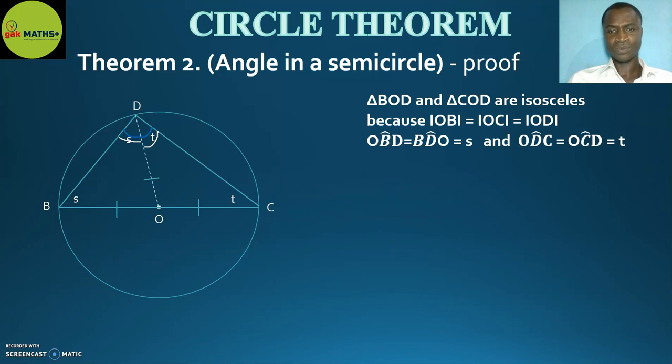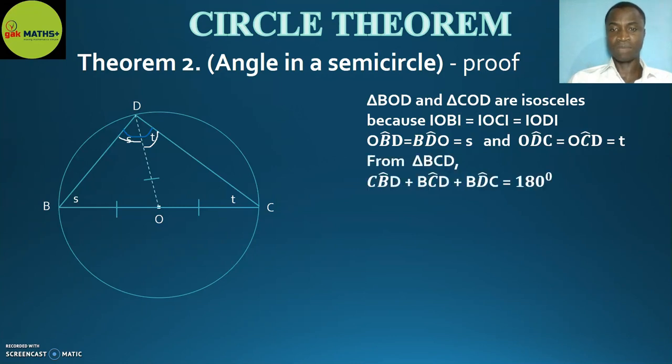Then angle OBD is equal to angle BDO, which is equal to S. And also, angle ODC is equal to angle OCD, which is equal to T. So from the triangle BCD, we can say that angle CBD plus angle BCD plus angle BDC is equal to 180 degrees because the sum of interior angles of a triangle is 180 degrees.